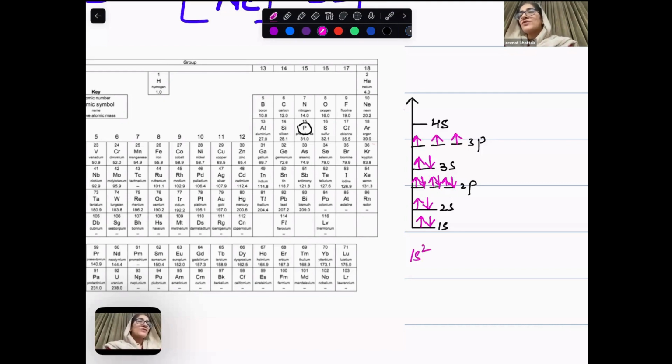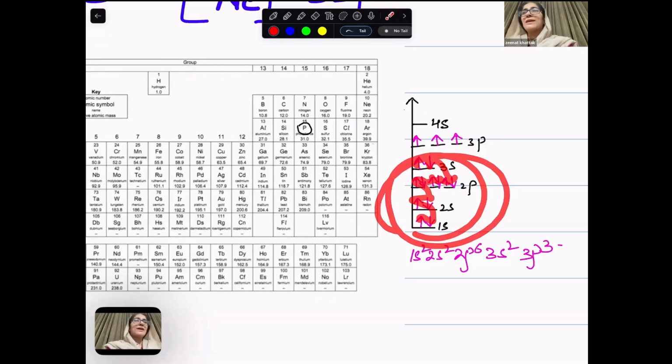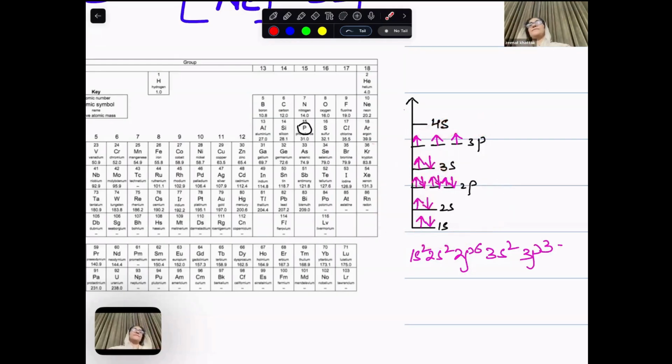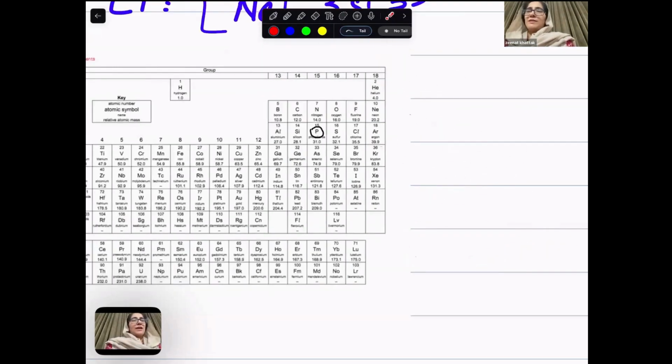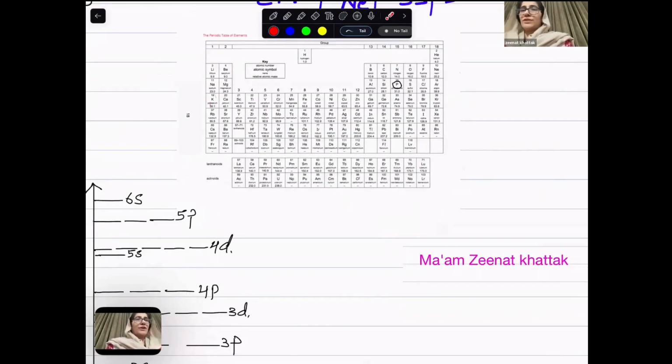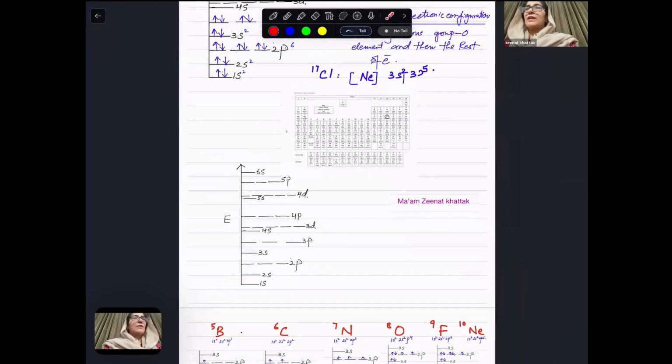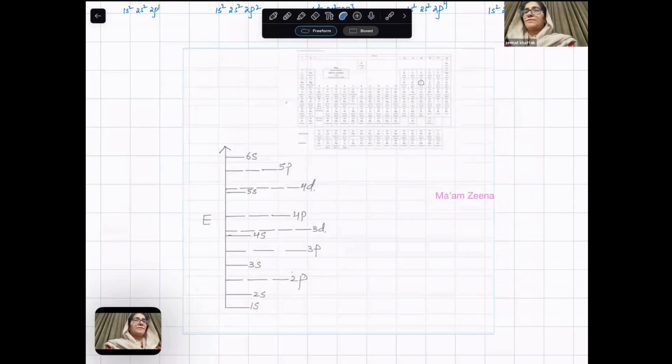So 1s2, 2s2, 2p6, 3s2, and 3p3. How many electrons are paired? 1, 2, 3, 4, 5, 6, 7, 8, 9, 10, 11, 12. 12 are paired, 3 are single. Now, next, if I do it for another element, I'm going to copy this whole thing and then do another example with you.